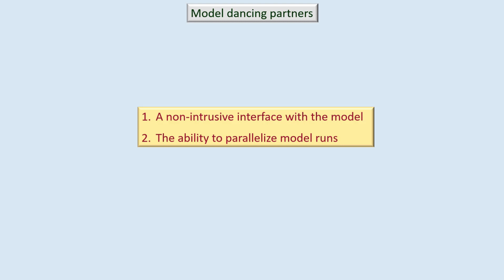Two things are fundamental to this. The first is that the dancing partner, such as PEST, has a non-intrusive interface with the model. The second is that it has the ability to undertake model runs in parallel. The history matching process, the uncertainty quantification process, often requires that many model runs be undertaken. These should be undertaken in parallel so that they can be done in a finite amount of time and make maximum use of available computing resources, all of which give us many opportunities for parallelization these days.